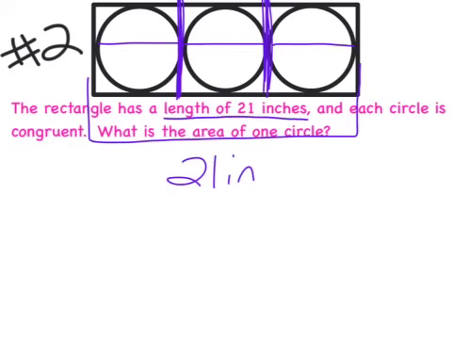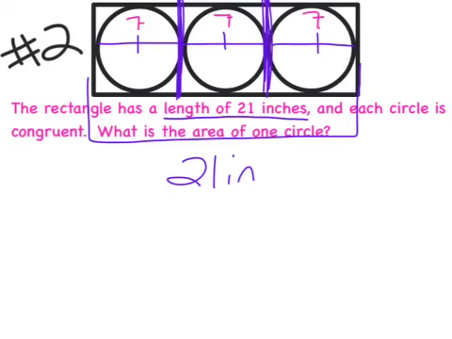What does that look like in those circles? Well, it kind of looks like the diameter, but I'm still stuck. I know these circles are congruent, so that means this is the same, this is the same, and this is the same. But they all have to add up to equal 21. So, what times 3 equals 21? Well, you should be telling me 7, because 7 times 3 is 21.